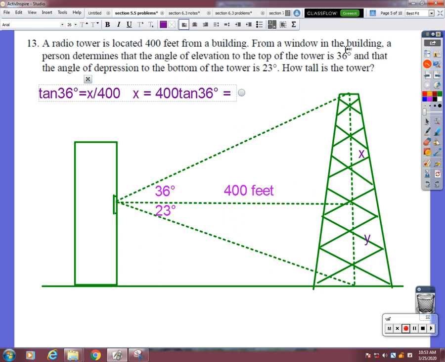And 400 times the tangent of 36 degrees is about 290.6 feet.